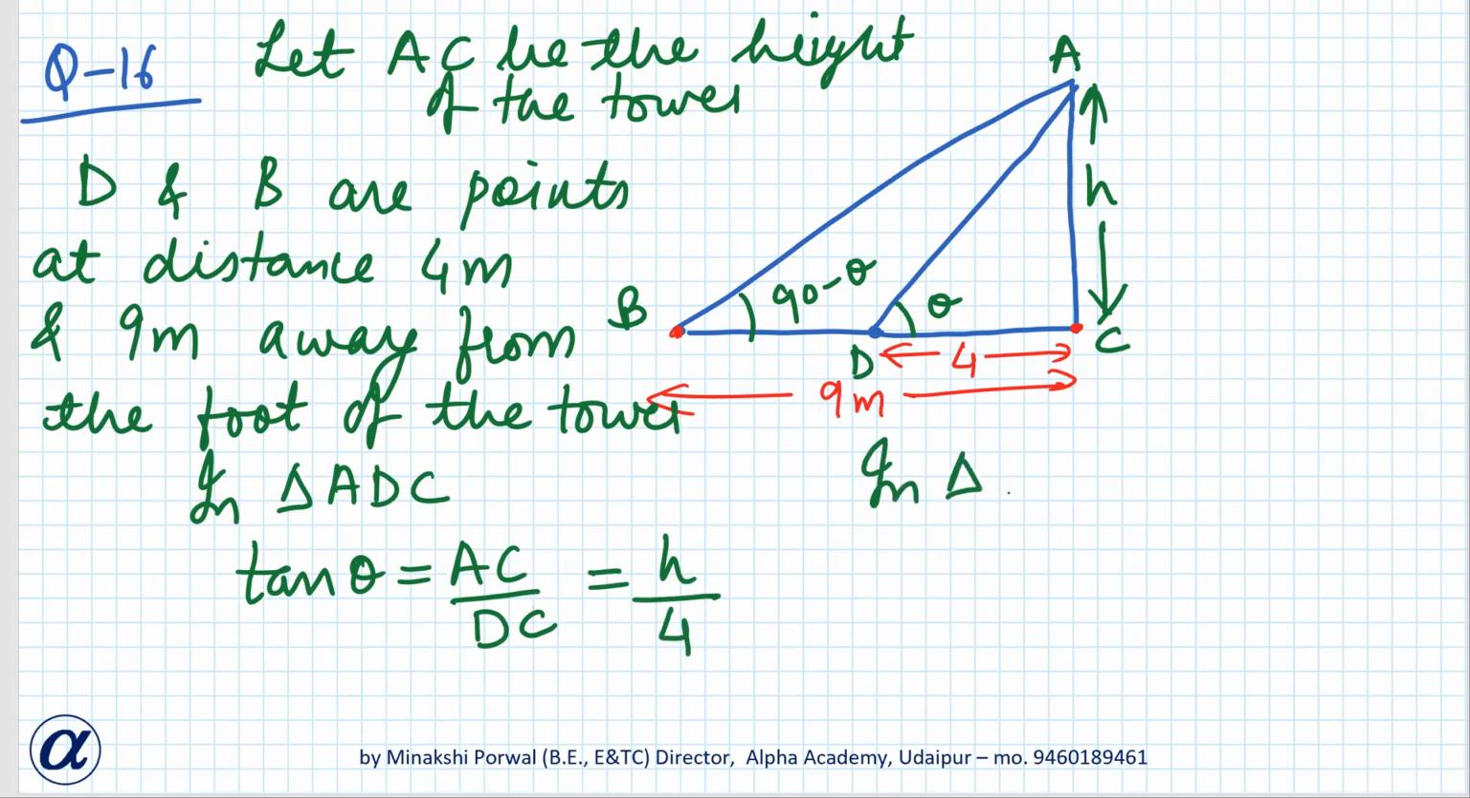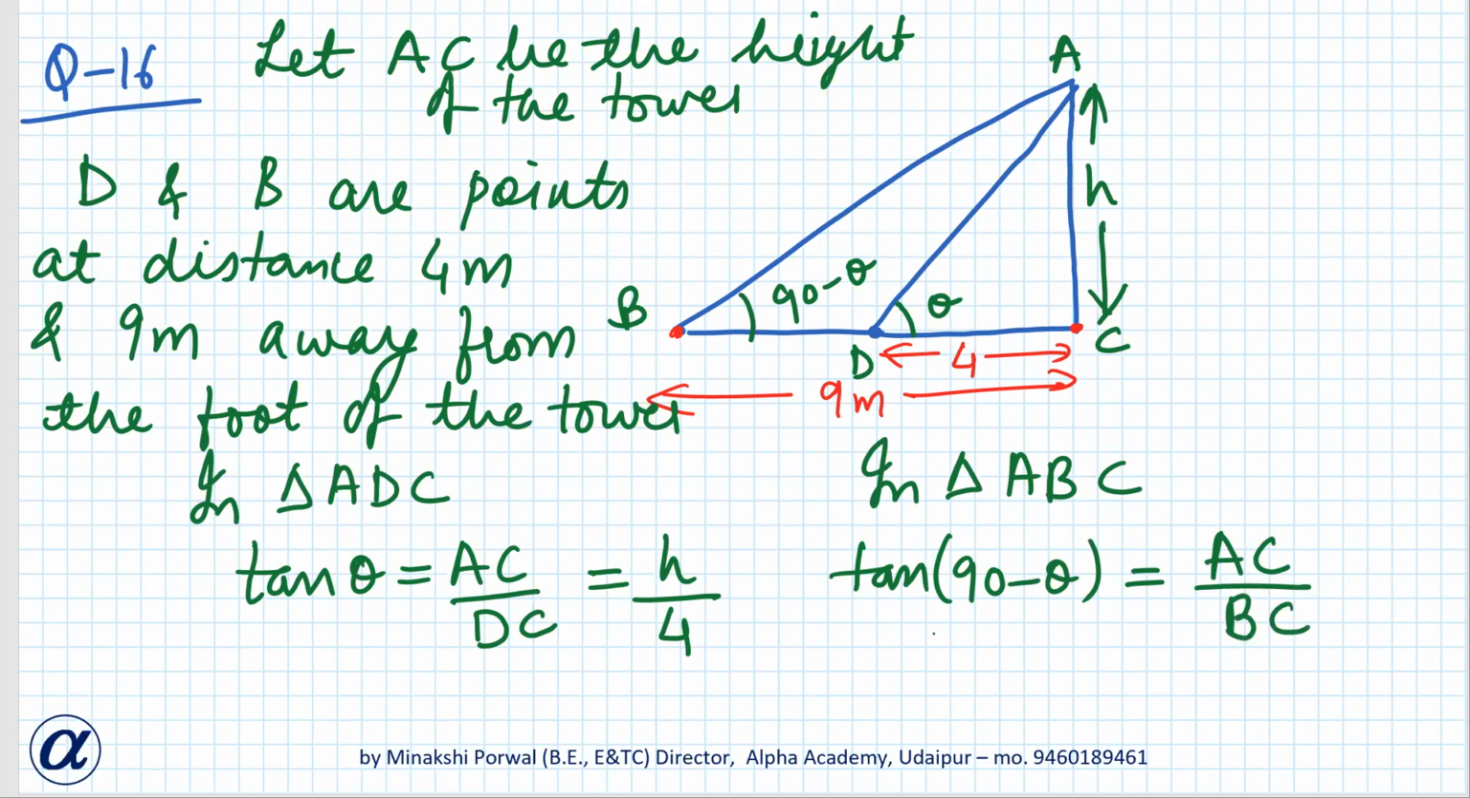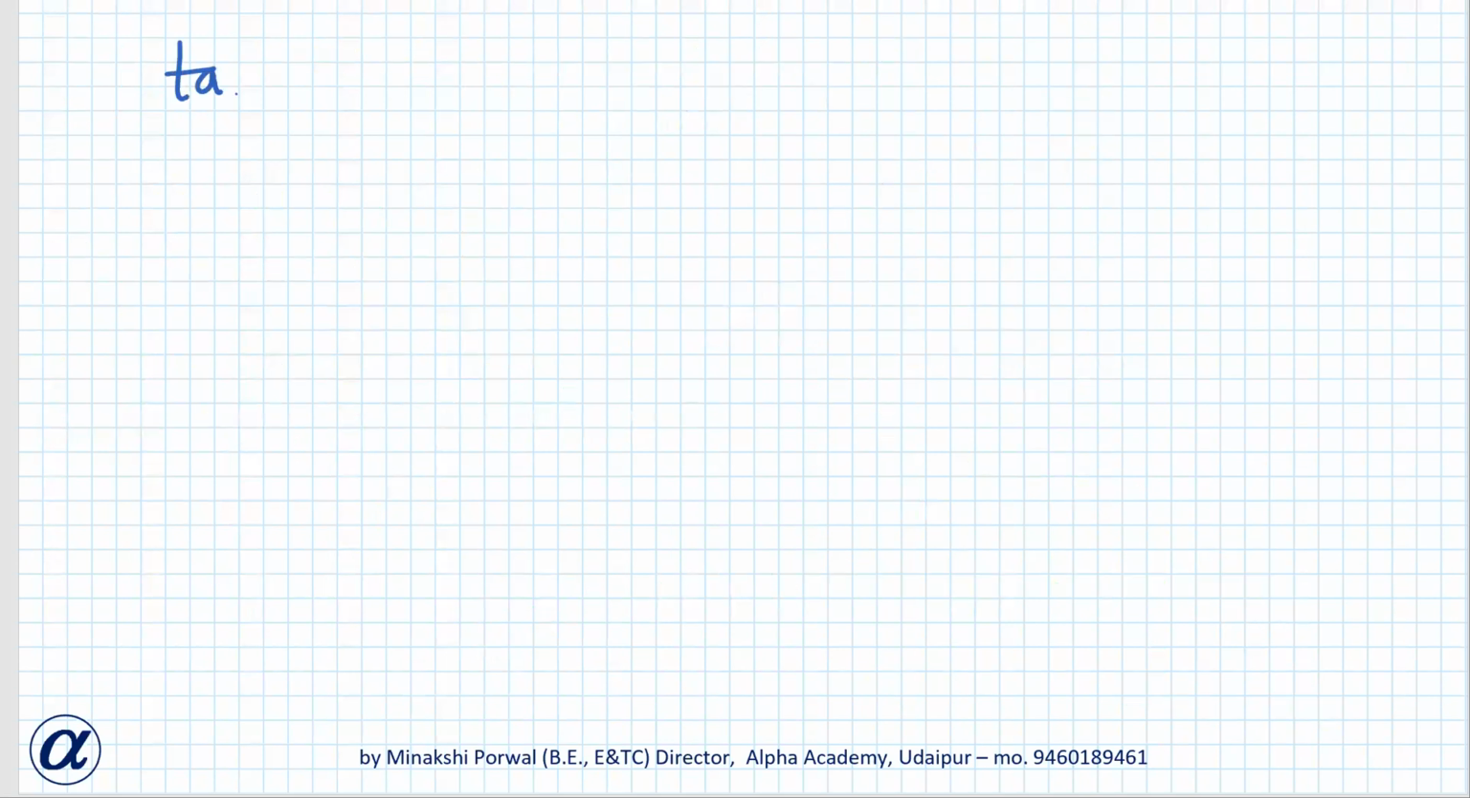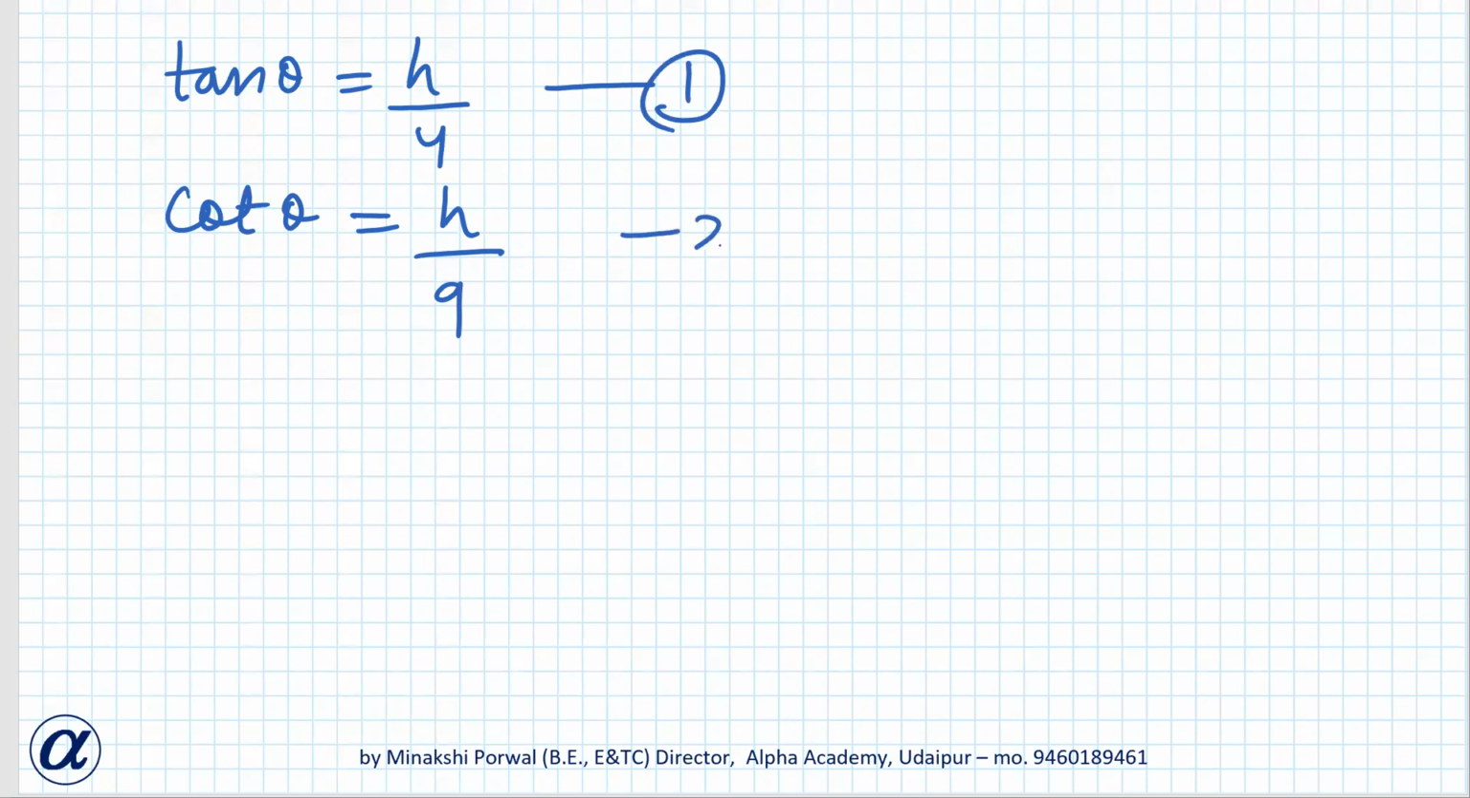In triangle ABC, tan 90 minus theta equals again perpendicular upon base. Tan 90 minus theta, anybody remembers from chapter 8 what is tan 90 minus theta? Ma'am, cot theta. Cot theta, good. And AC is H, BC is 9. This is equation 1, this is equation 2. Equation 1 was tan theta equals H by 4. Equation 2 is cot theta equals H by 9.